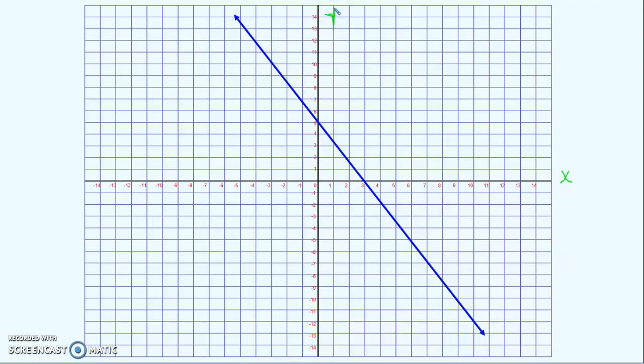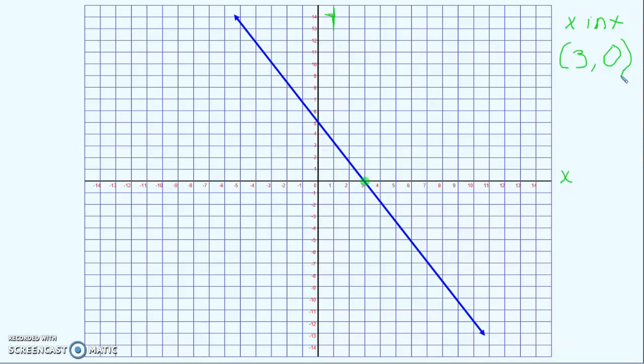Okay, so if we're looking for the x-intercept, we're looking for where it crosses the x line. We could see that it crosses right about here. And so if we were to write the x-intercept as a point, then we would write it as (3, 0), because we go side to side 3 and up and down 0.